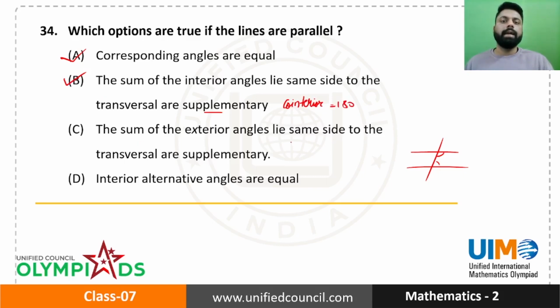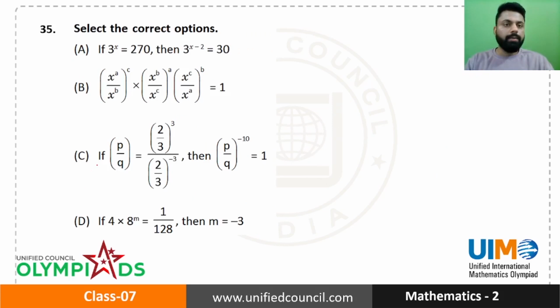The sum of exterior angles on the same side of the transversal is supplementary. Yes, these are called co-exterior angles. Their sum is also 180 degrees. This is also correct. Interior alternate angles are equal. This is also true. So A, B, C, D, all four options are correct.